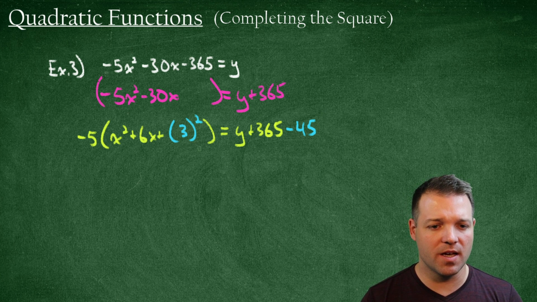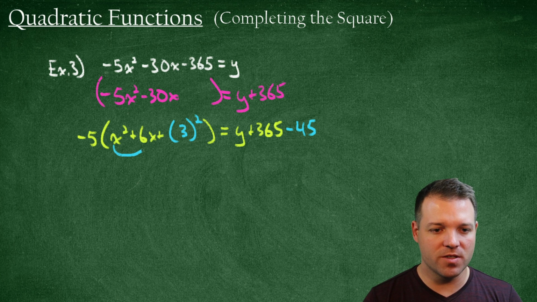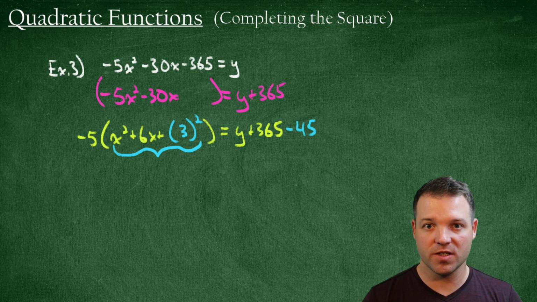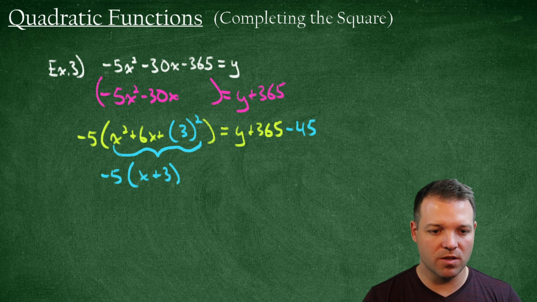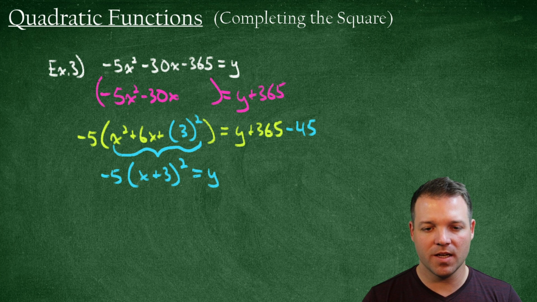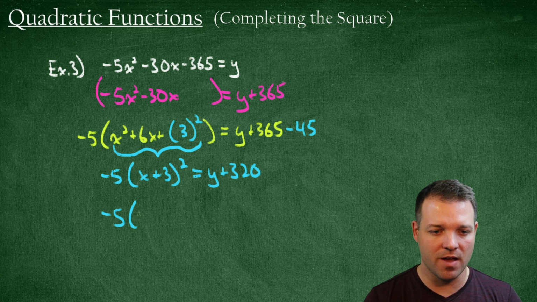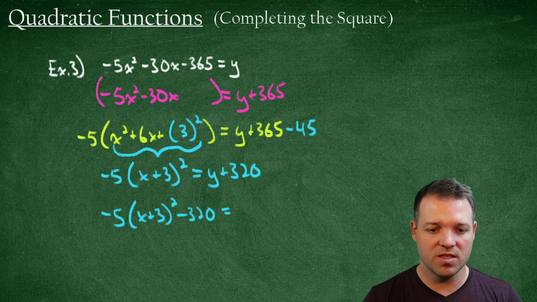All right, so let's continue on here. We're almost finished. We are going to factor this perfect square trinomial now. And don't forget about our negative 5 hanging out front there as a GCF. But when I factor this, it will be x plus 3 squared. And all of that is equal to y. And then I have 365 minus 45, so plus 320. And I really want to set this equal to y, so I'm going to go ahead and subtract that 320 off. So I'm going to say negative 5 times x plus 3 squared minus 320 is equal to y.